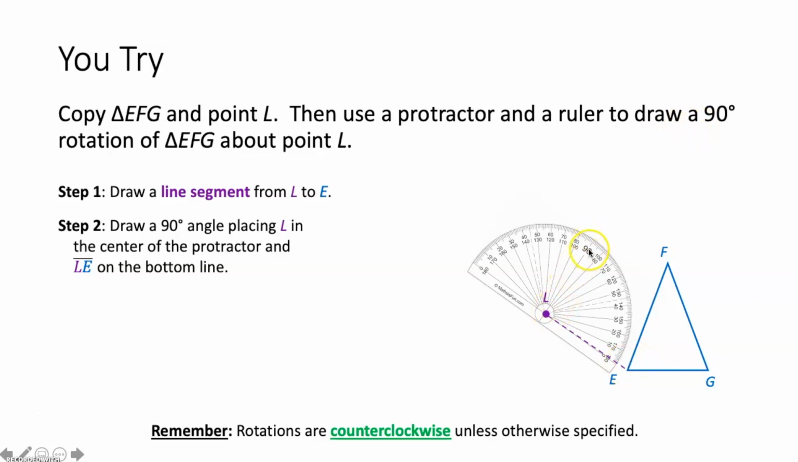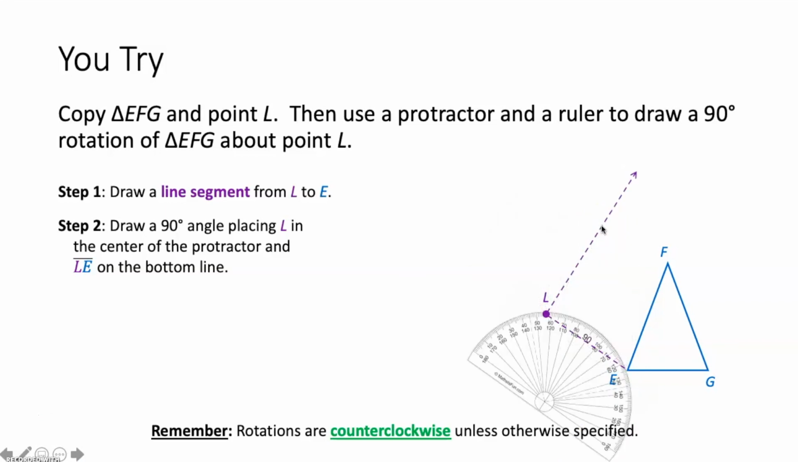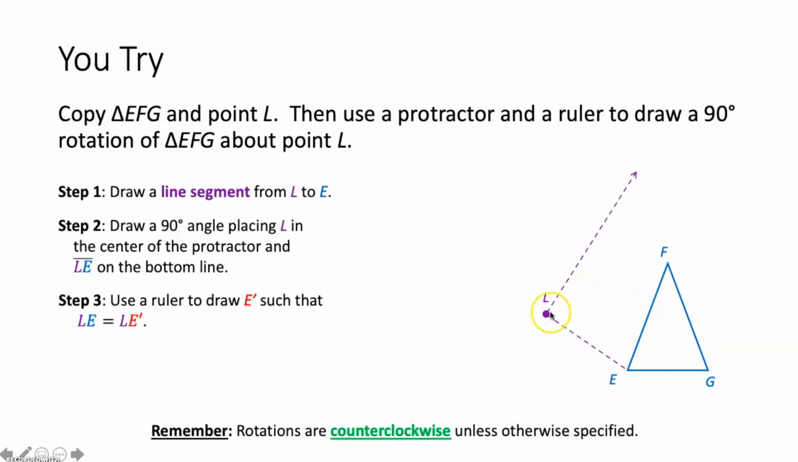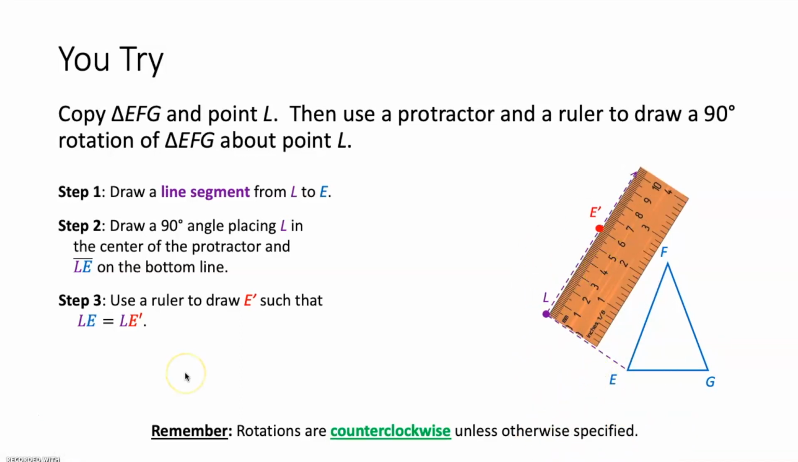Now, we're rotating 90 degrees. This one's easy because there aren't two 90-degree lines here. There's only one right in the middle, so we are going to draw a ray going from point L through that 90-degree line right there. Now we measure the distance from point L to point E, and we measure out that same distance on our 90-degree line, and we put E prime. That is the image of point E after it's been rotated 90 degrees counterclockwise about point L.